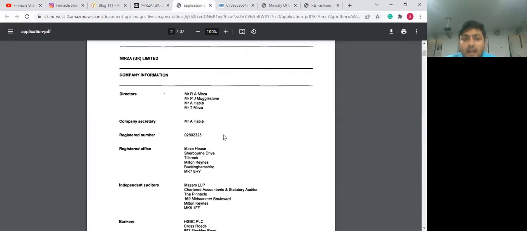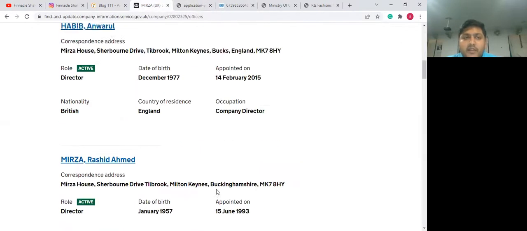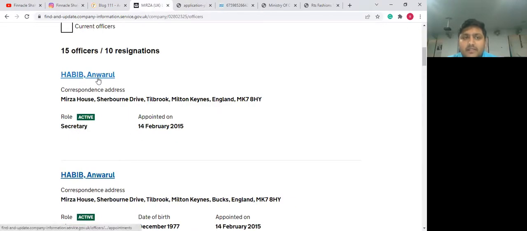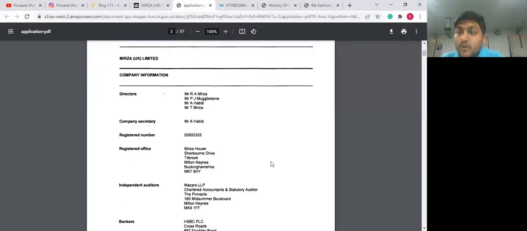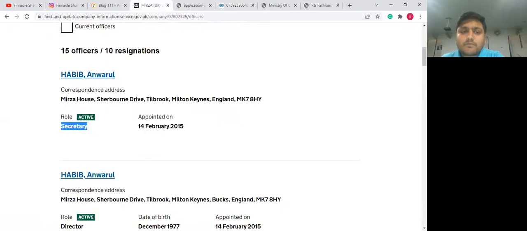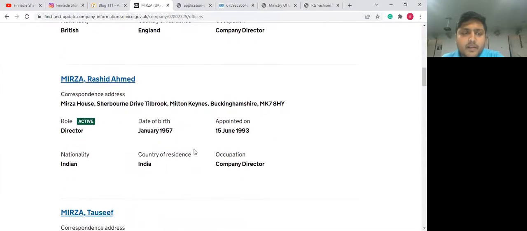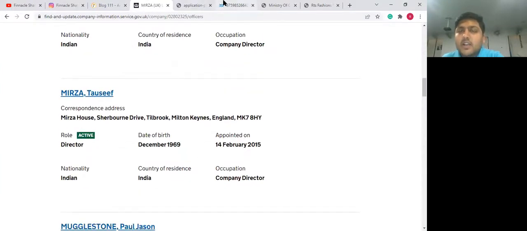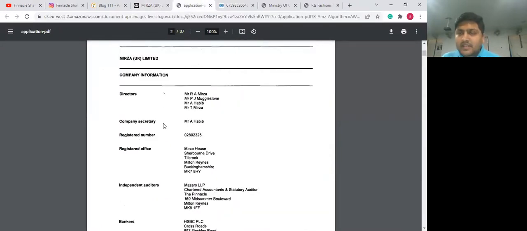Another thing is A. Habib. Now, when you take a look at A. Habib, he's Anwarul Habib. He's a UK citizen, but technically speaking he's a company secretary sort of arrangement. So not really much ownership there by those guys as well. And T Mirza, once again, T Mirza is Tausif Ahmad Mirza. And again, you can verify this from here. So what we have established is the majority of the directors happen to be the same directors in our publicly listed company.